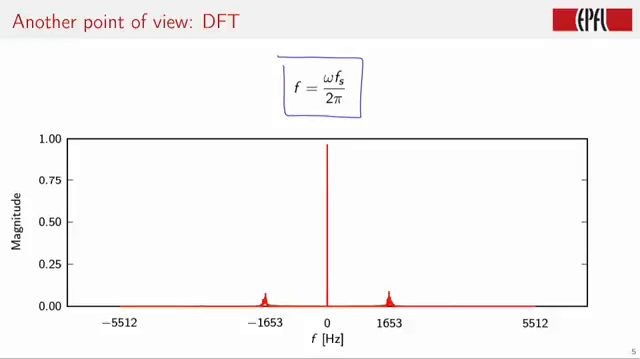This link and the explanation of this formula will be made clearer when we study the chapter on sampling and interpolation. We see that the 2 peaks appear now at ±1653 Hz.